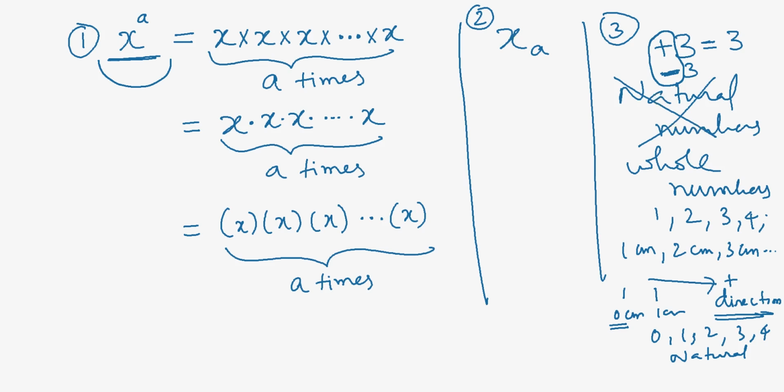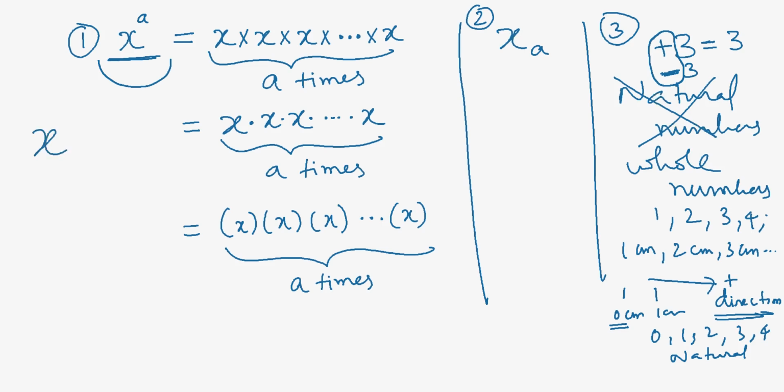Like plus 3 rupees is money I have. Minus 3 rupees means money I borrowed or spent. You get that? So the plus and the minus are actually the basic mathematical forward direction and the reverse direction. So that should be the understanding.